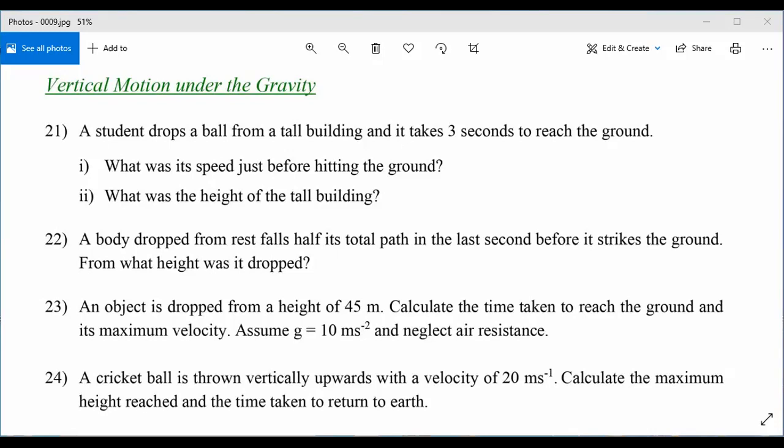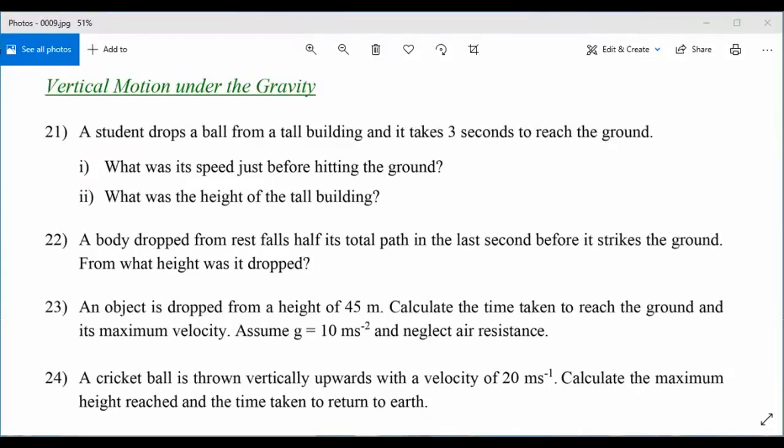A student drops a ball from a tall building and it takes 3 seconds to reach the ground. Roman number 1: What was its speed just before hitting the ground? Roman number 2: What was the height of the tall building?